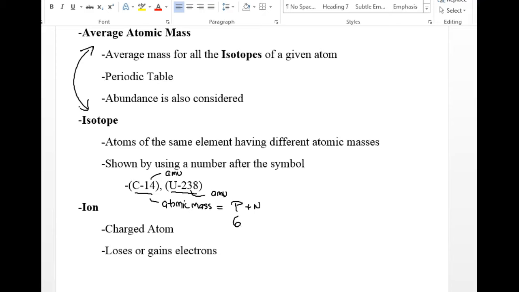Carbon-14 has to have 6 protons, but then we have to know how many neutrons it has. Real easy to figure out. It's 6 plus some number equals 14, so we can just do 14 minus 6, 8 neutrons, because this gives us the atomic mass, and that's in AMU. So for this one, it has 6 protons and 8 neutrons, and that gives us a total of 14 AMU, and that's where the C14 comes from.